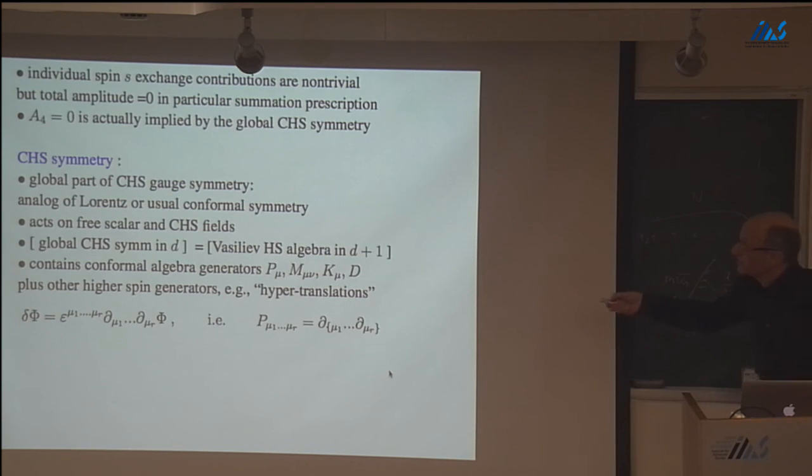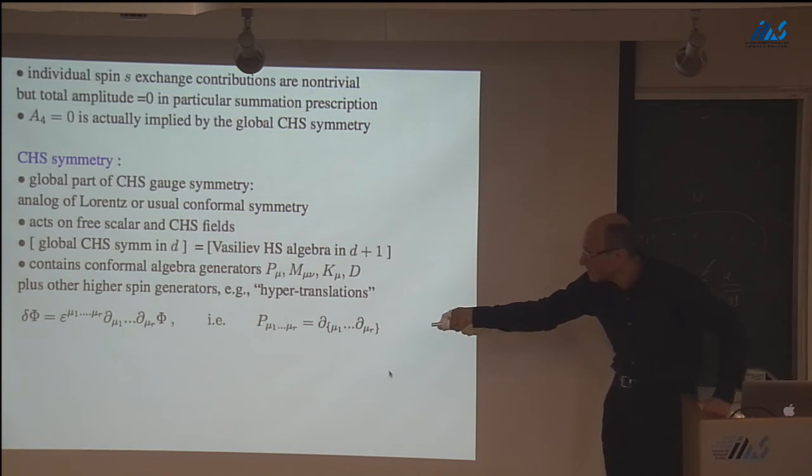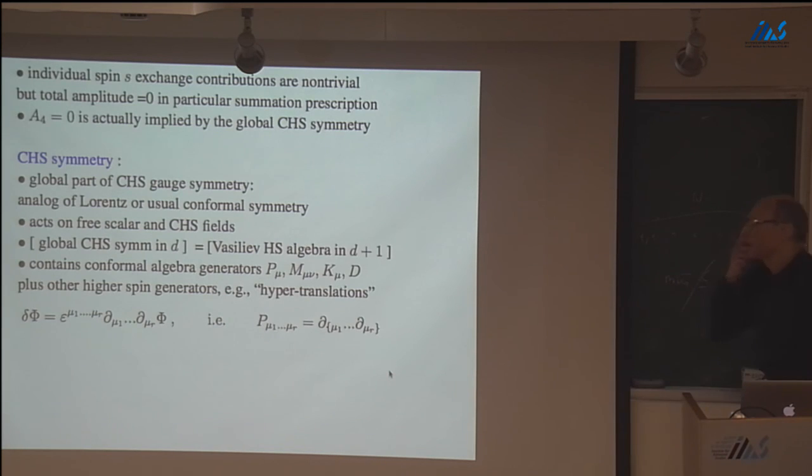The reason why it should be 0 is an argument from conformal high-spin theory, the global part of conformal gauge symmetry. It contains what are called supertranslations, or hypertranslations. It's a transformation of a scalar with not the first derivative, but R derivatives. And that's part of this bigger global symmetry, which is the global part of gauge symmetry.